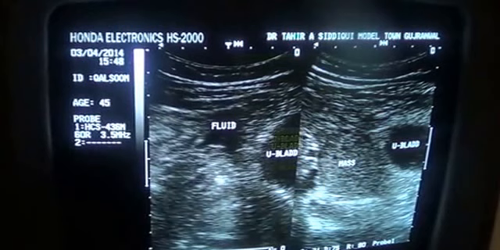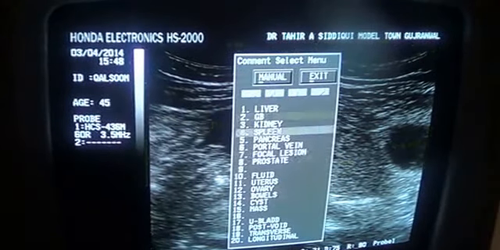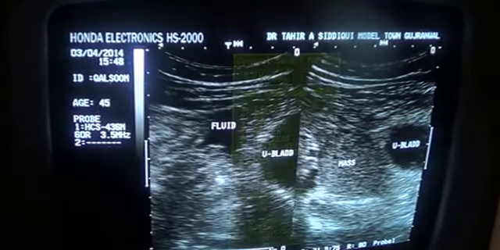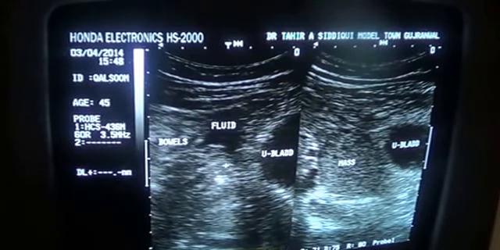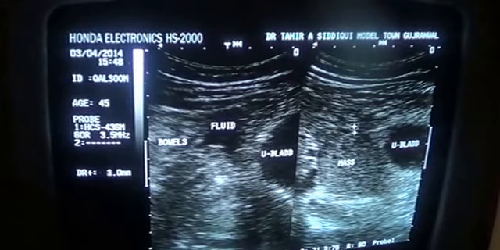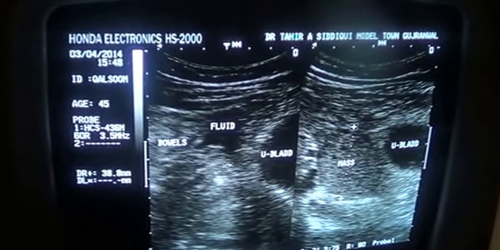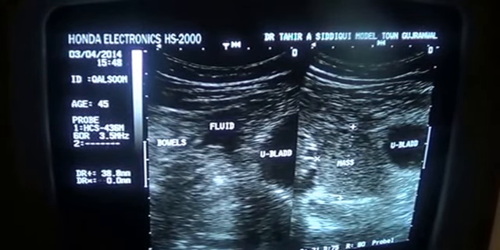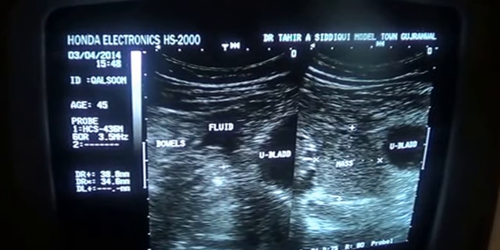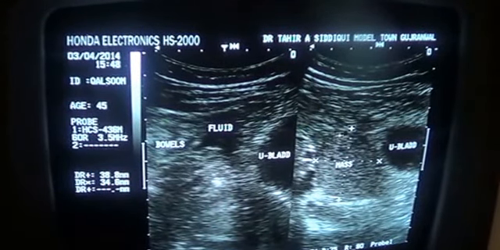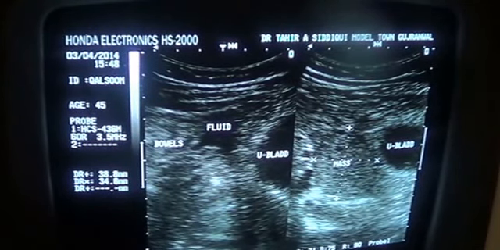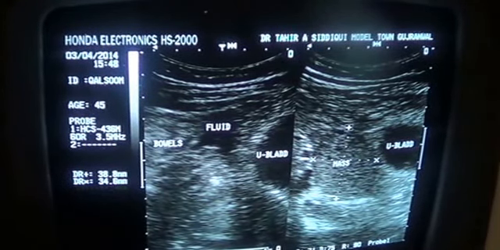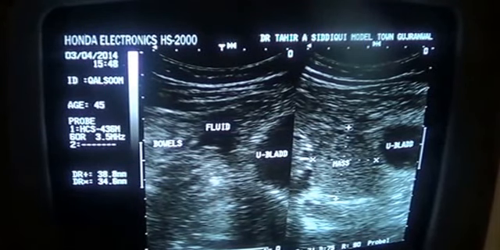And these are the bubbles here. This is the echogenic mass with tiny internal cystic areas within it. This one, this one, this one, all of this.